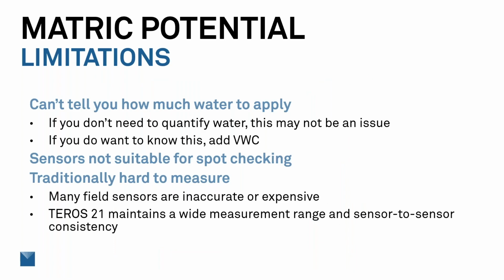So, of course, matrix potential, like anything else, has its limitations. The primary one being that while it can tell you when you should apply water, it can't tell you quantitatively how much water to apply, which may or may not be an issue for you. For example, if you're running a dryland study, if you're not considering any water balance information. But if you do want to know how much water is entering the system or needs to be added to the system, you will need to add volumetric water content.